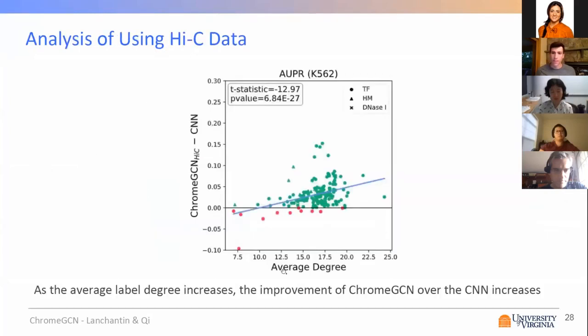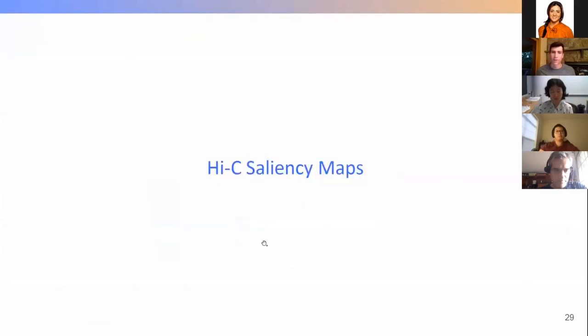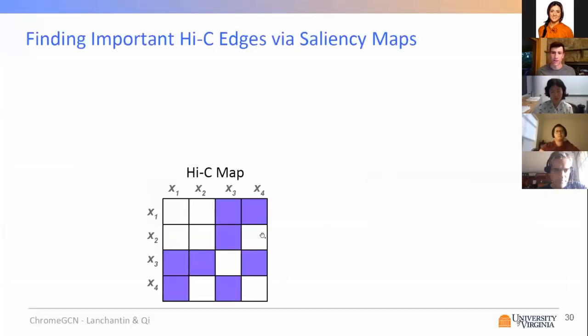So lastly, I'll just talk about a post-processing method that we call Hi-C saliency map. So this is after we've trained the model and want to analyze what the model learned. So while Hi-C maps tell us which pairs of DNA come in contact with each other, they don't tell us which contacts are important for a specific chromatin element to be present. So in other words, it just tells us where the contacts occur, but it doesn't tell us which chromatin elements are affected by those contacts.